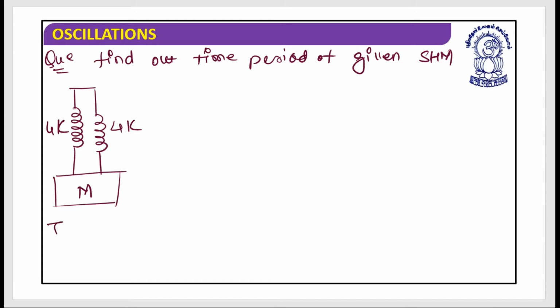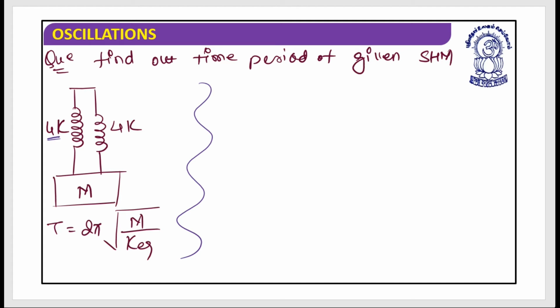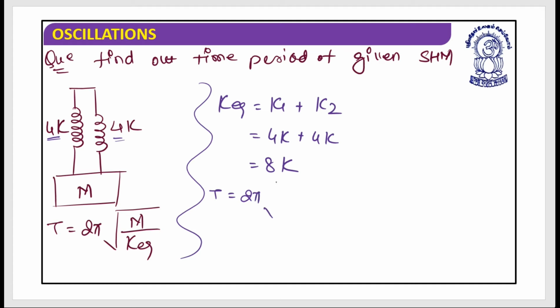So it is simply T equals 2 pi root of m divided by k equivalent, and as both are connected in parallel, this k equivalent is given as k1 plus k2. So this is equal to 4k plus 4k, and simply it is 8k. So the time period is equal to 2 pi root of m divided by 8k.